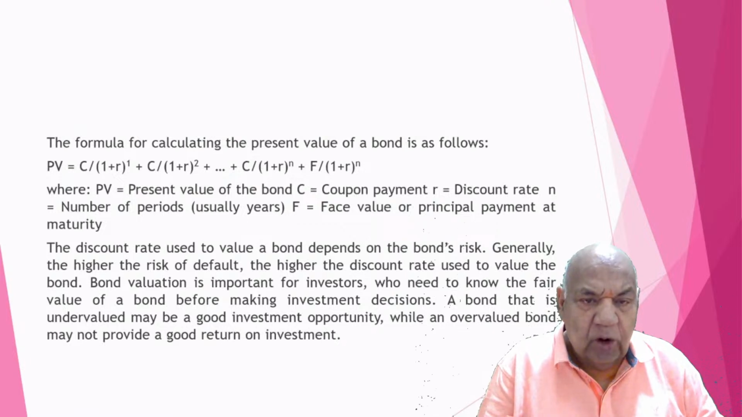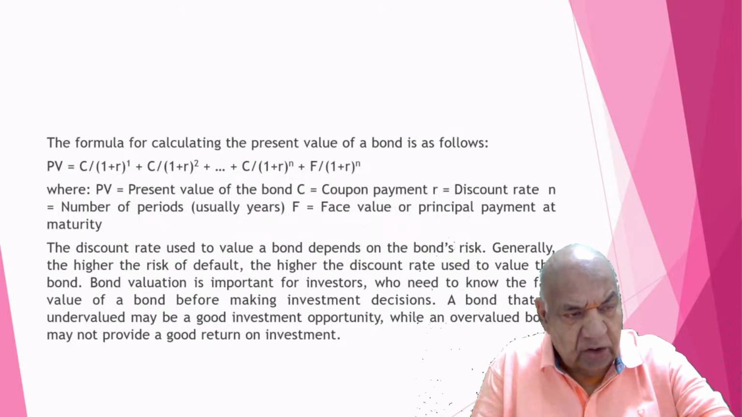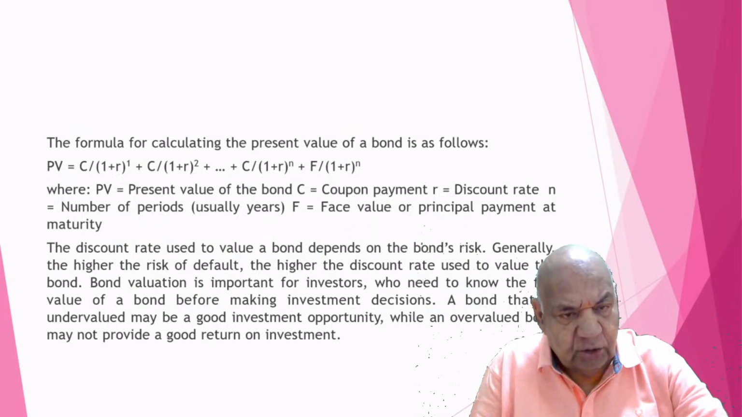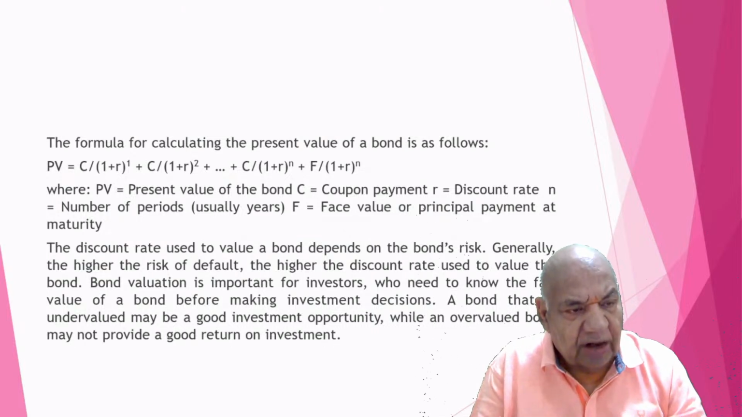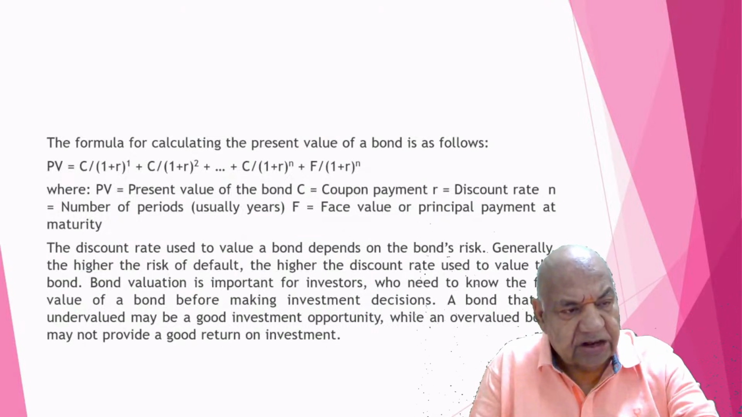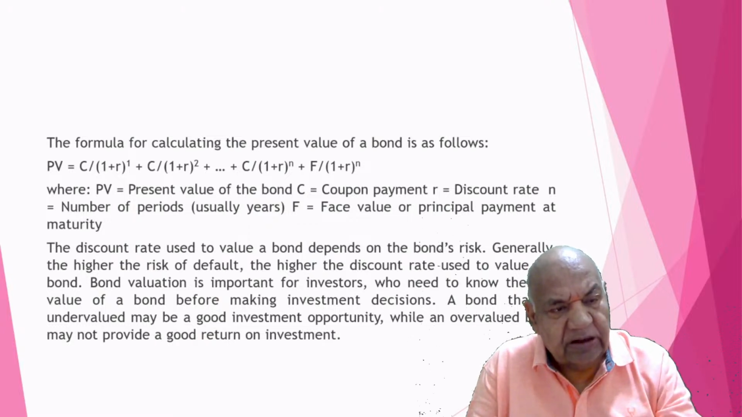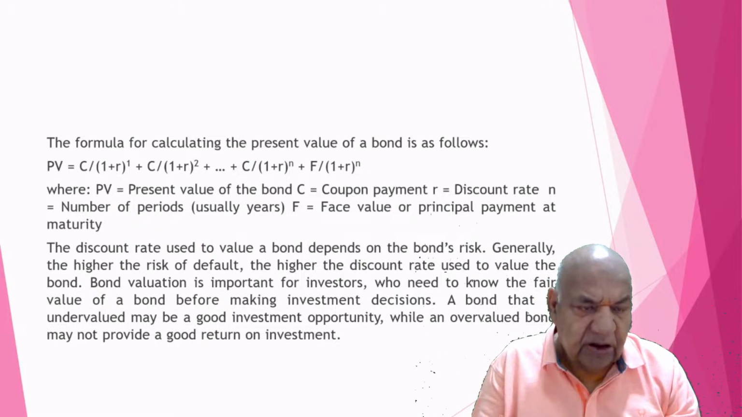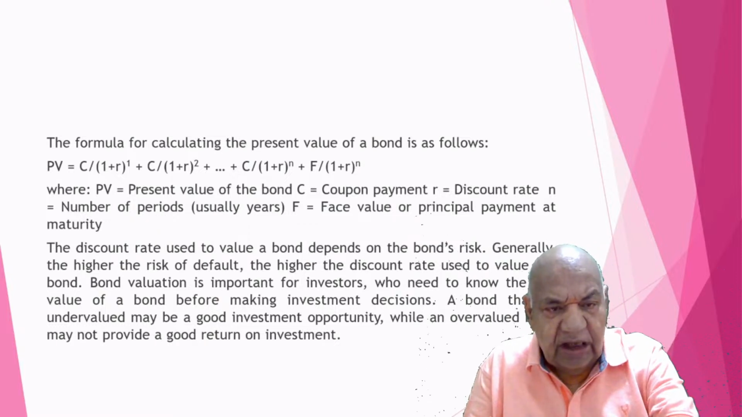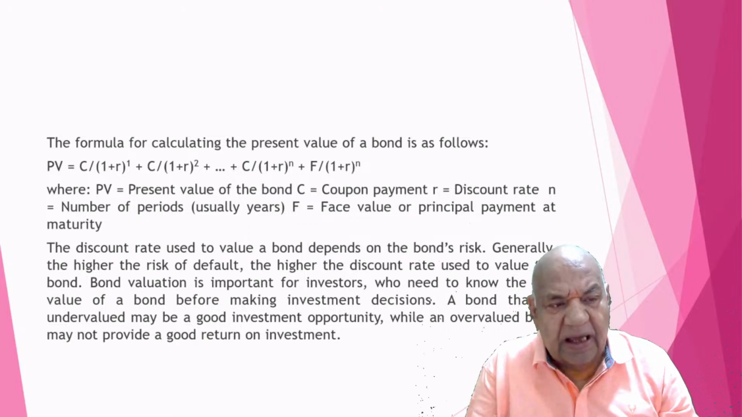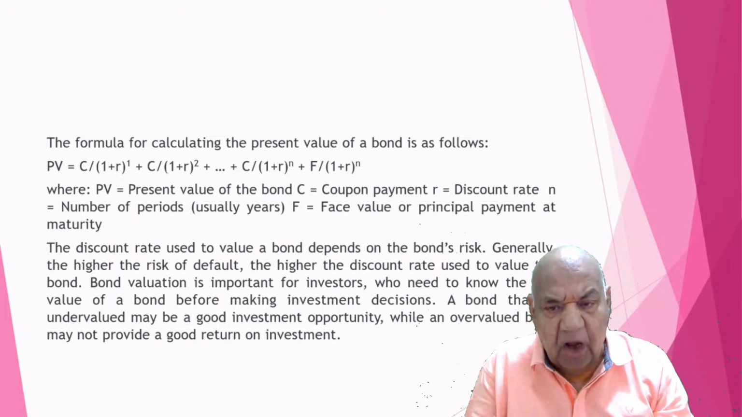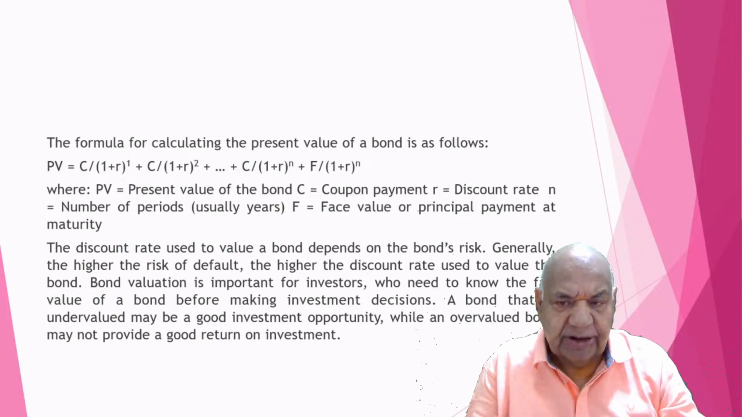The formula for calculating the present value of a bond is as follows. Present value equals C upon (1 plus R) raised to 1, meaning after year 1, what is the coupon? And that is discounted to the present time. C upon (1 plus R) raised to 2, that is after 2 years, what is the coupon? That has been discounted, and so on, up to C upon (1 plus R) raised to N, plus F upon (1 plus R) raised to N. F is the face value or principal payment at maturity.